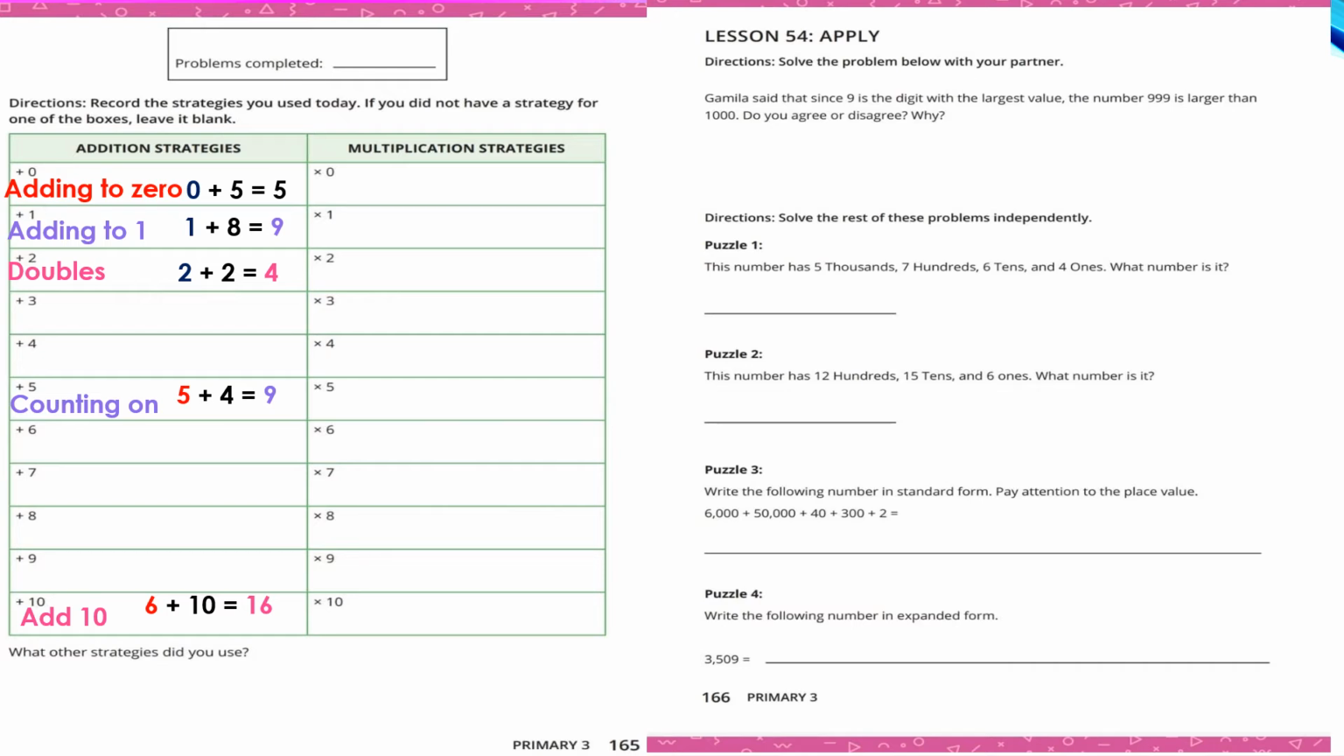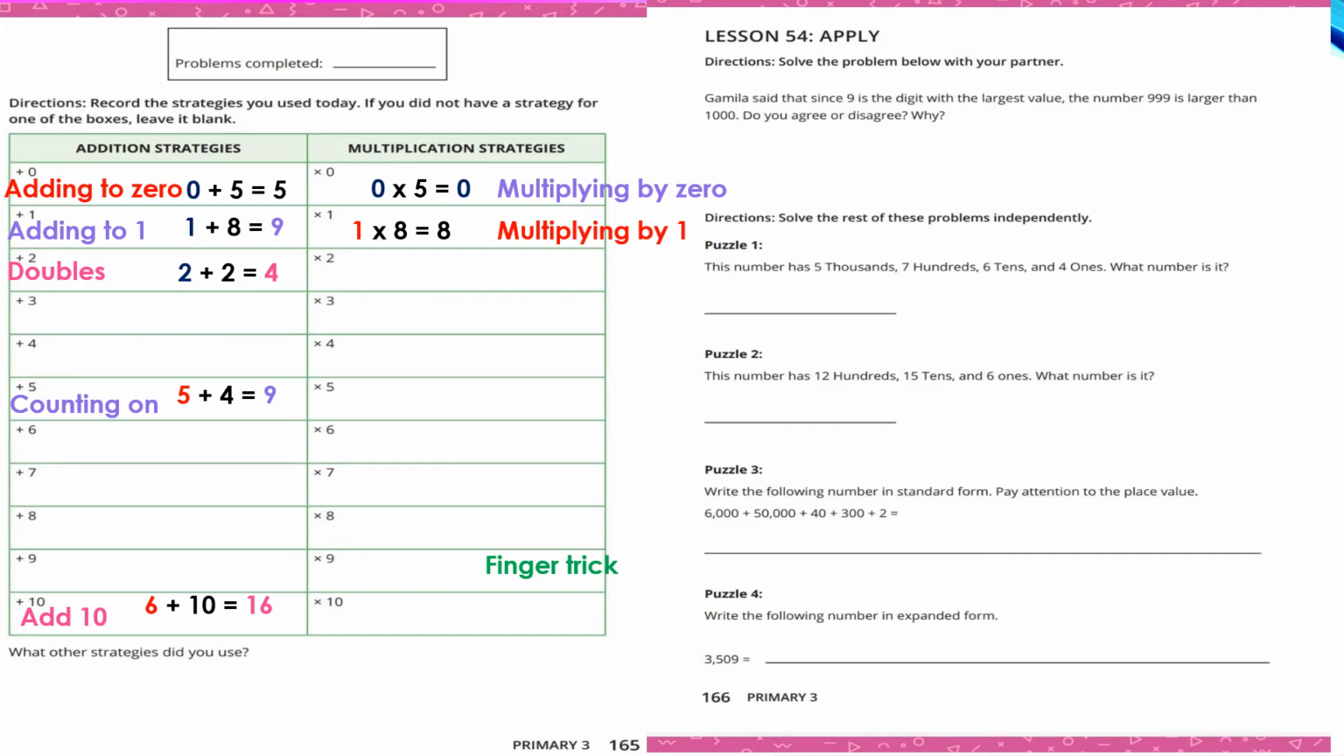The multiplication, multiplying by 0. For example, 0 times 5 equals 0 because 0 like a hero. 0 times any number equals 0. Multiplying by 1. 1 times 8 equals 8 because 1 like a mirror. So 1 times 9 equals 9. 1 times 100 equals 100, and so on.